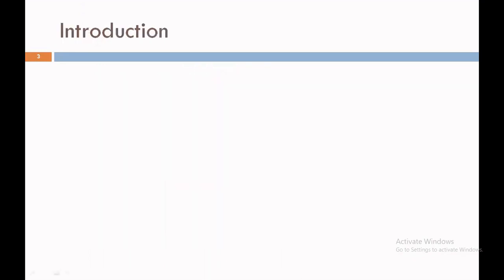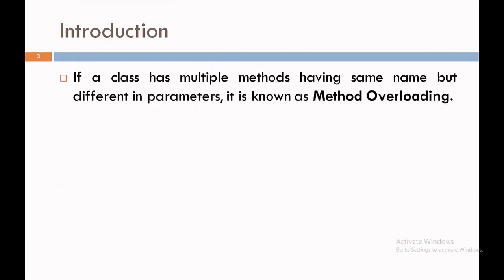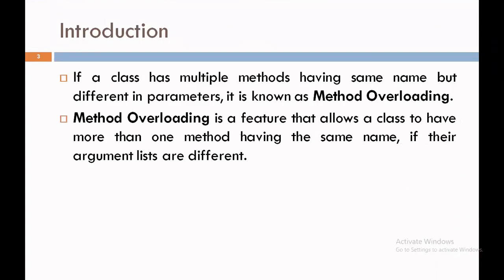Now, first of all, we discuss what method overloading is. If we have a class and the class has multiple methods which have the same name but different parameters, different arguments, then it is known as method overloading. Method overloading is a feature that allows a class to have more than one method having the same name if their argument lists are different.